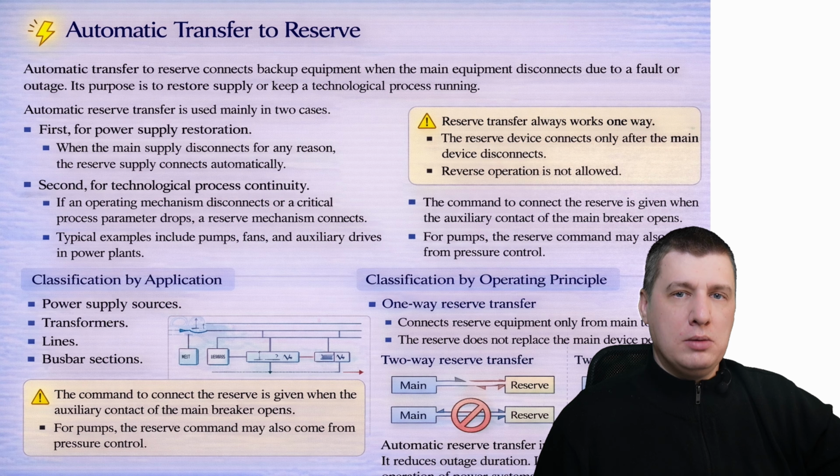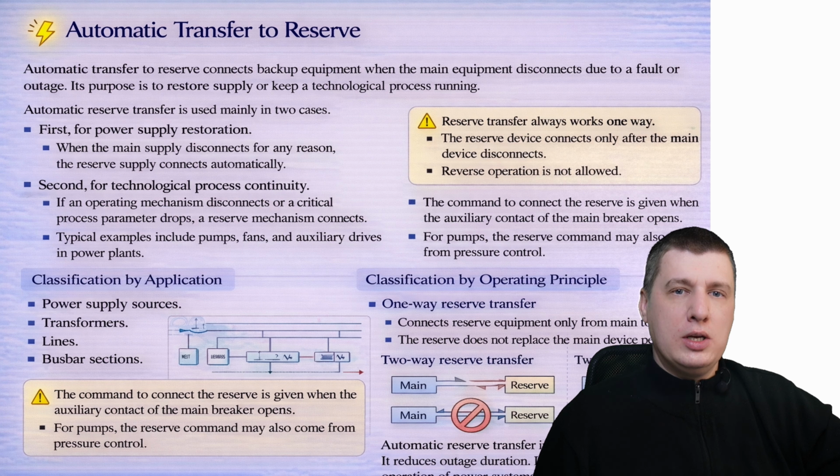Second, for technological process continuity. If an operating mechanism disconnects or a critical process parameter drops, a reserve mechanism connects. Typical examples include pumps, fans, and auxiliary devices in power plants. Reserve transfer always works in one way. The reserve device connects only after the main disconnects. Reverse operation is not allowed.